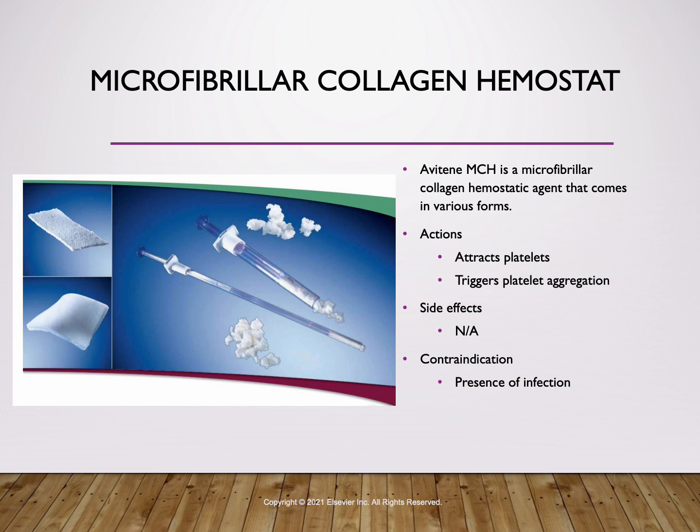So take a look at figure 9.4 in your textbook and you're going to see a picture of Avitene microfibrillar collagen hemostat. And I have a picture on the screen for you as well. It's like that fluffy stuff that you see on the screen. A microfibrillar collagen hemostatic agent comes in a couple of forms, and these include powder, sheets, and sponges. It can even be packaged in delivery devices like you see here for endoscopic use.